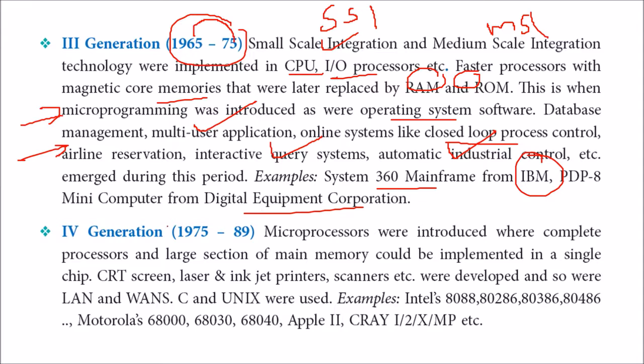Then the fourth generation, 75 to 89. Here microprocessors were introduced, and the main memory could also be placed in a single chip. Then CRT screens, and printing devices like laser and inkjet printers were introduced, scanners were there, LANs and WANs were introduced, and C language and Unix were used. These are all examples of the fourth generation.